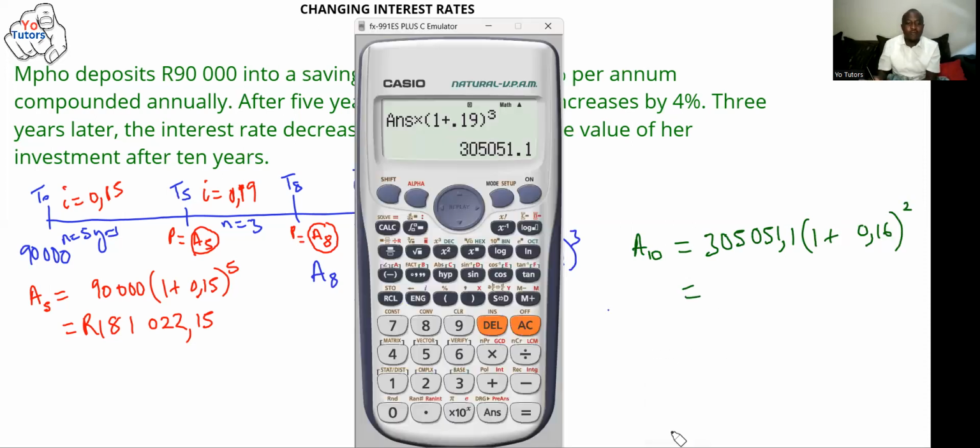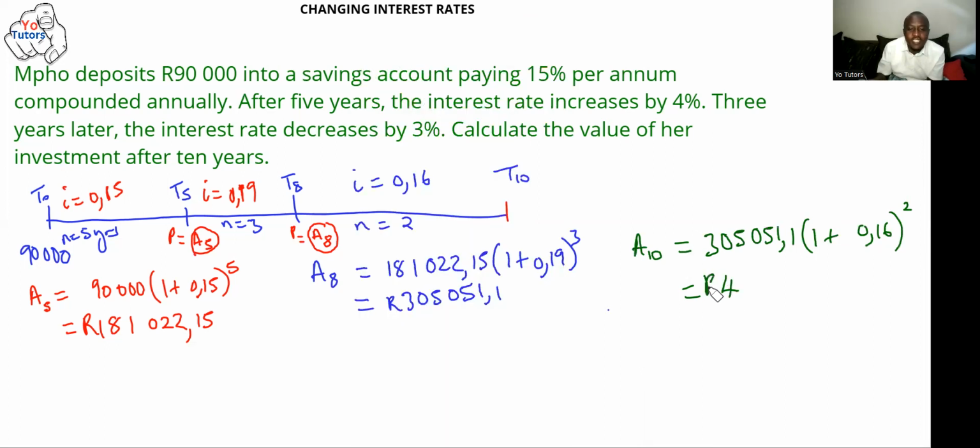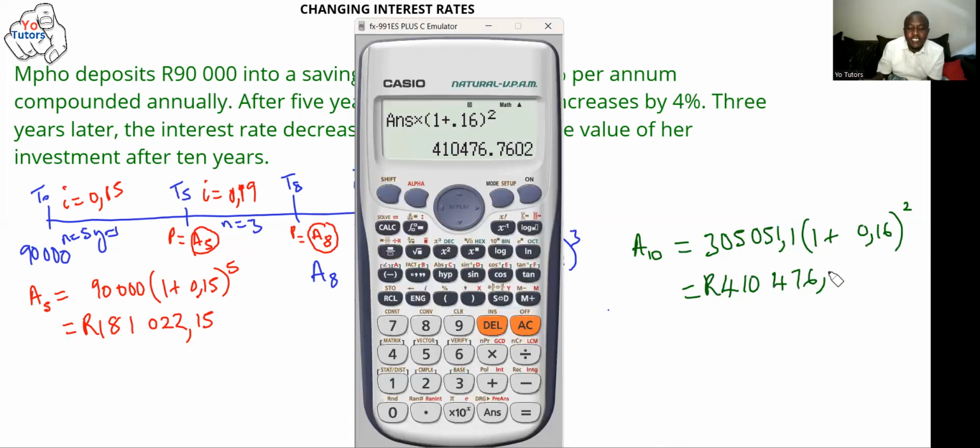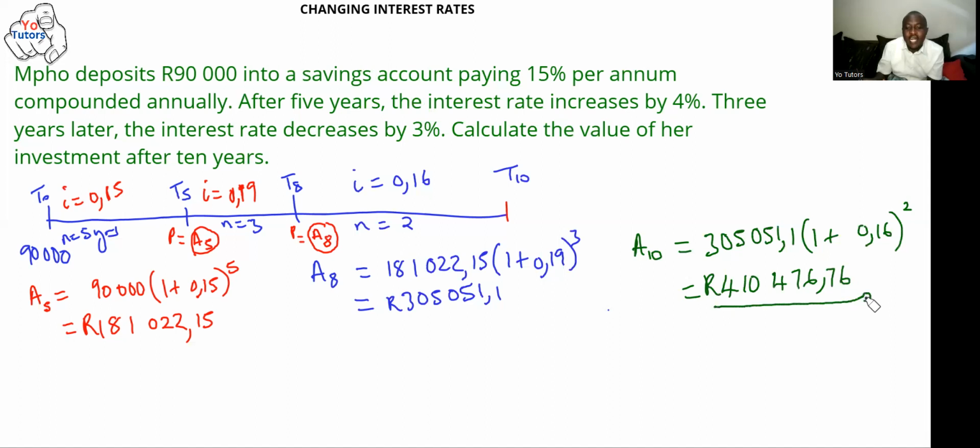So here, what we're going to say, times, we put in bracket 1 plus 0.16 to the power of 2. What do we get? We get 410,476.76. So this is the final amount that you get, the total accumulated amount.